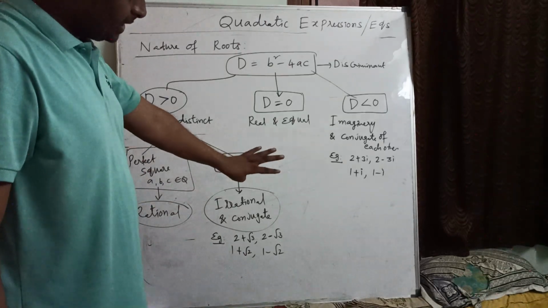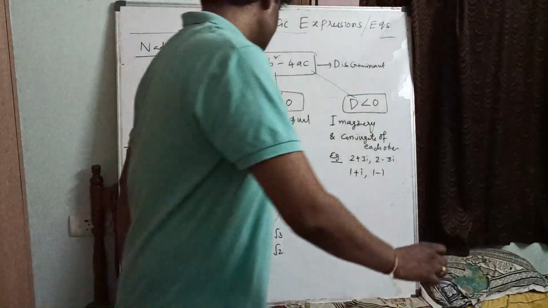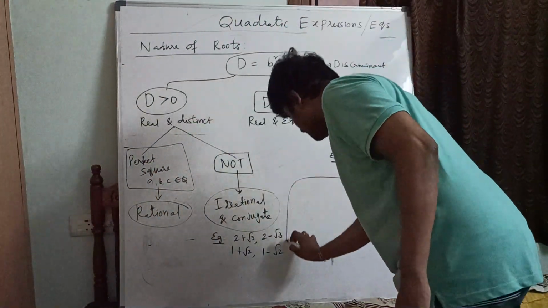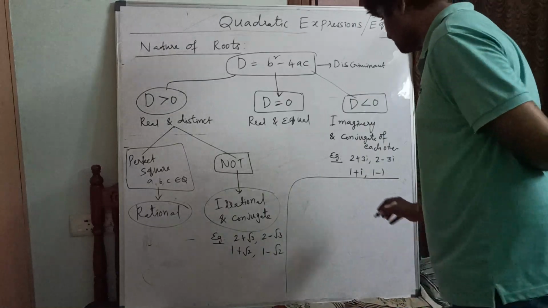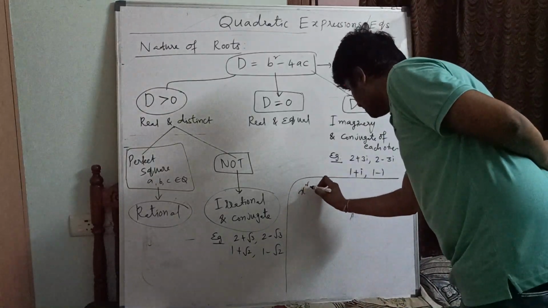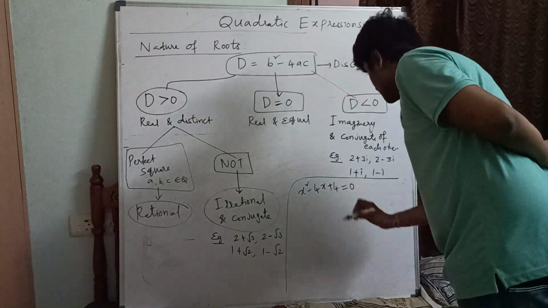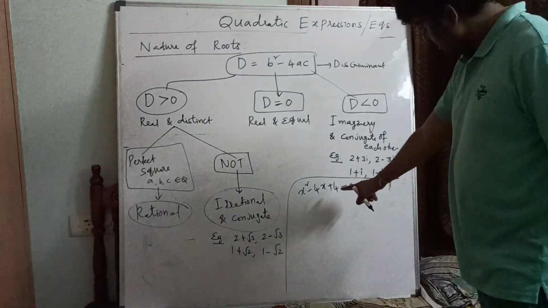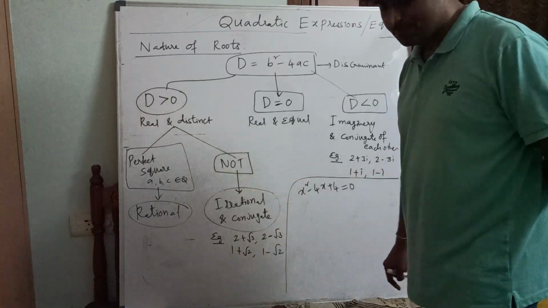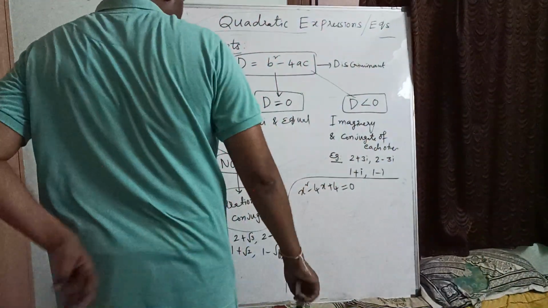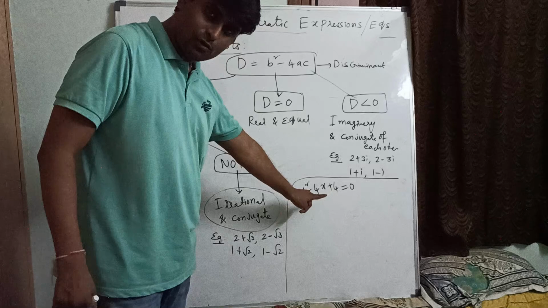If you want, we can check by taking an example also. Let me take an example. First of all, x square minus 4x plus 4 equal to 0. Tell me, for this, what are the roots? Is this not x minus 2 whole square equal to 0?